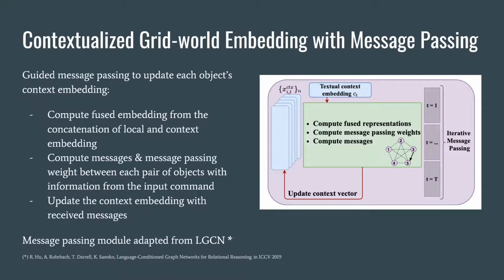How exactly is that done? Basically, we first compute the fused embedding from the concatenation of the local embedding and an object's previous round's context embedding. Then we use this fused embedding to compute the message as well as message passing weights between each pair of objects, with the information from the textual command. After we compute the message and the message weight, we send the computed message to all the adjacent nodes of one node in this complete graph. On the receiver's end, we update the receiver's context embedding with a weighted sum and the projection of the received messages. Notice that our message passing module is adapted from the LGCN paper.